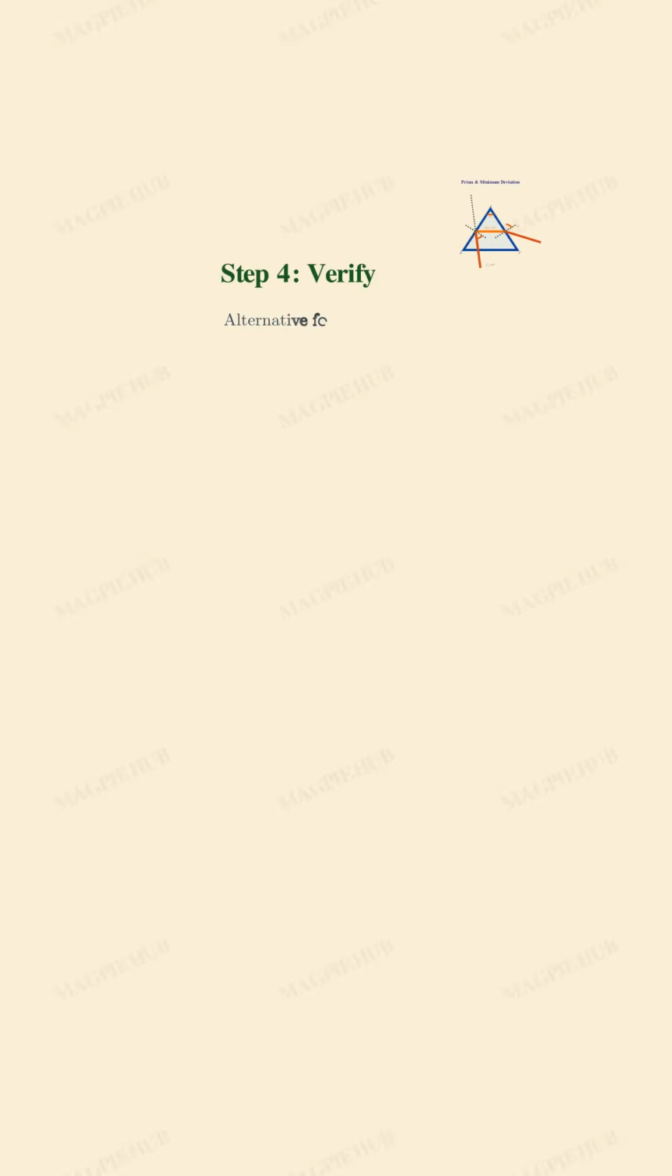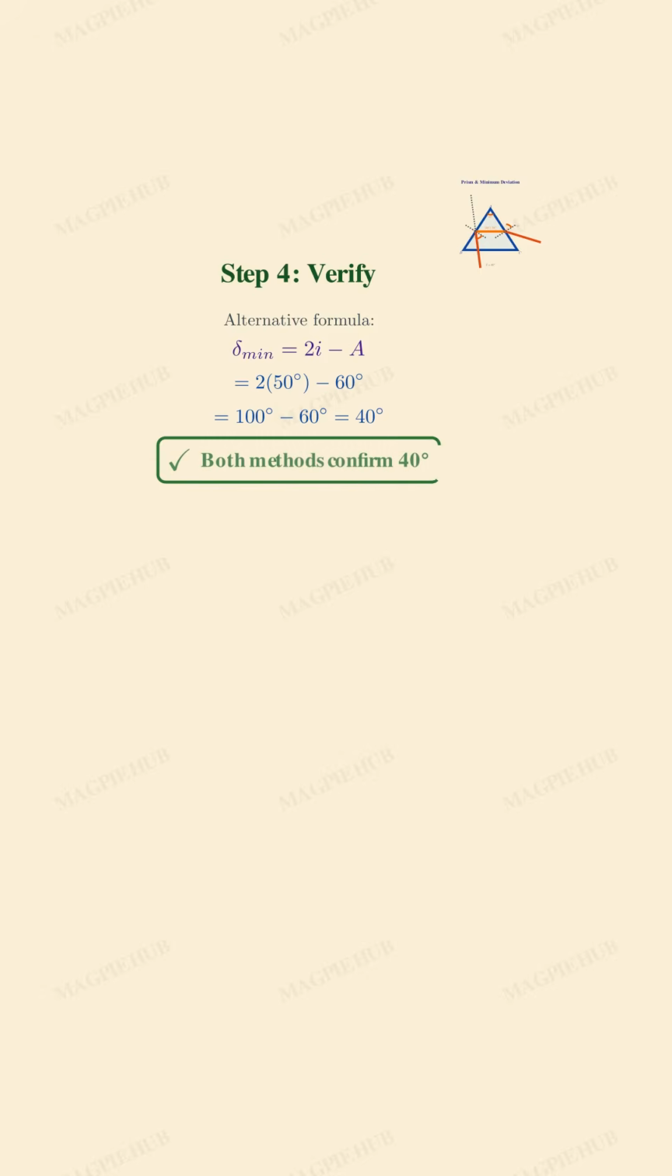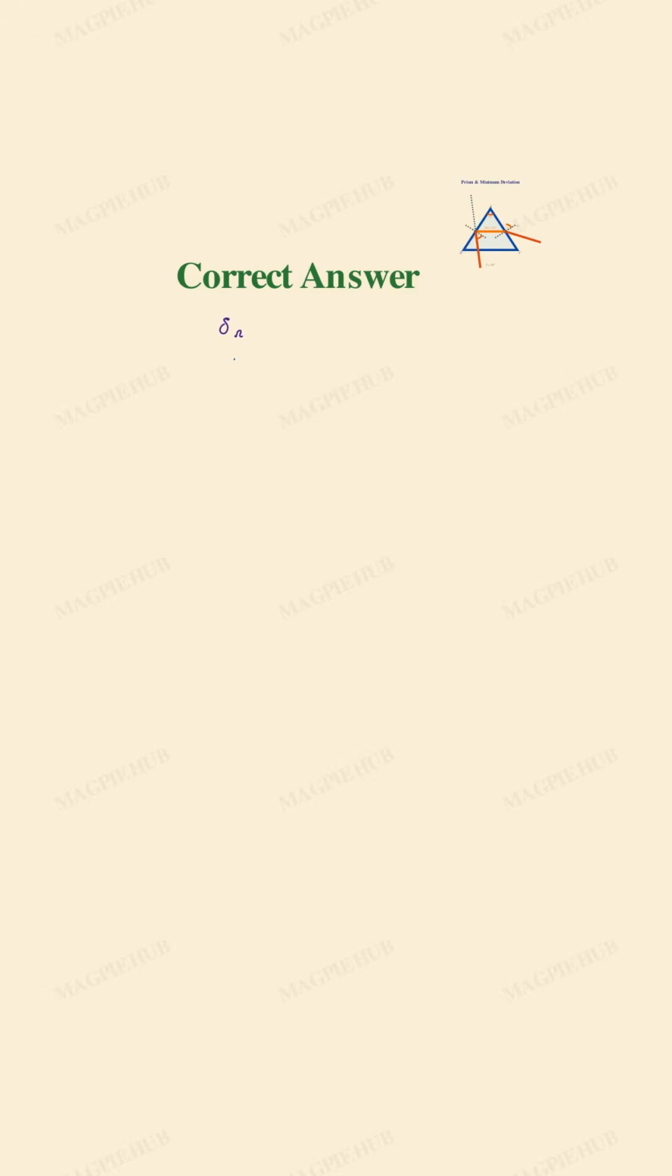Step 4. Let's verify. We can also use delta min equals 2I minus A, that gives 2 times 50 minus 60, which is 100 minus 60, equals 40 degrees. Both methods confirm the answer. The correct answer is option 4, delta equals 40 degrees.